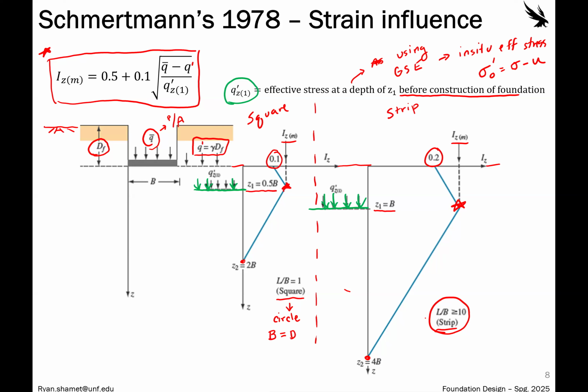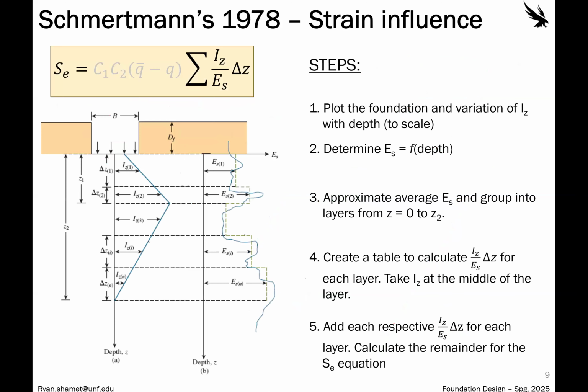So what we do is we use this influence profile to determine this last part of our settlement equation, this sigma Iz over Es. This is shown in this example here, and I'm going to go through these steps, and then we'll go over a real example as well.